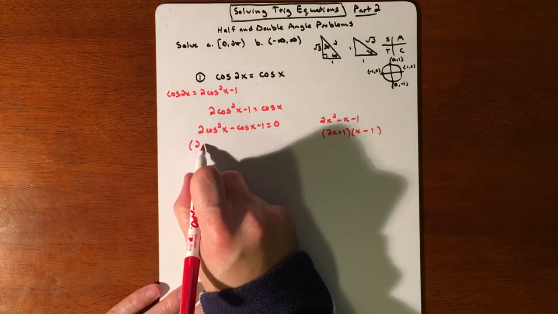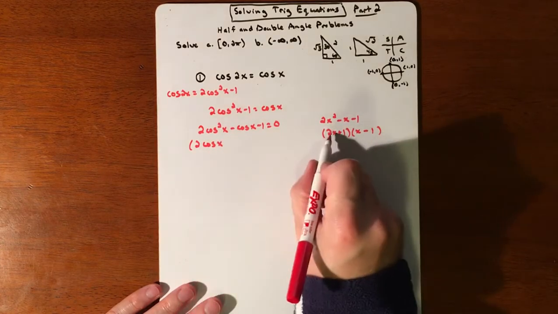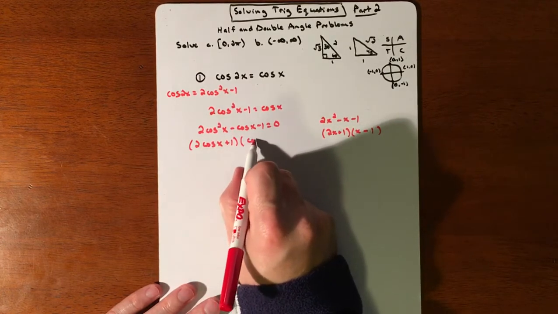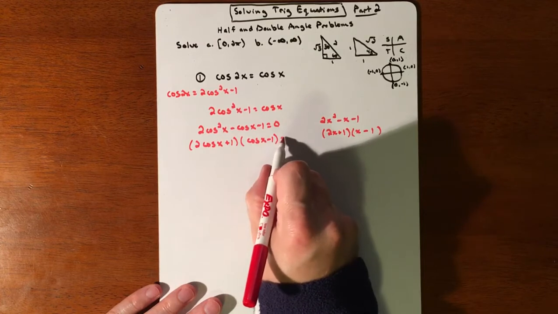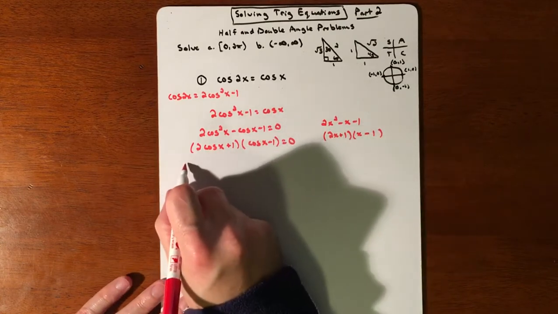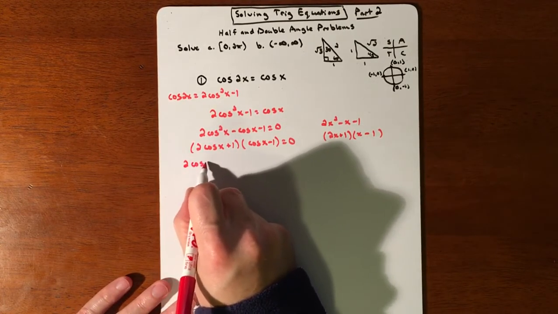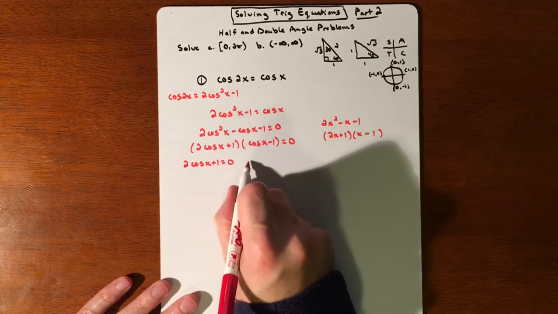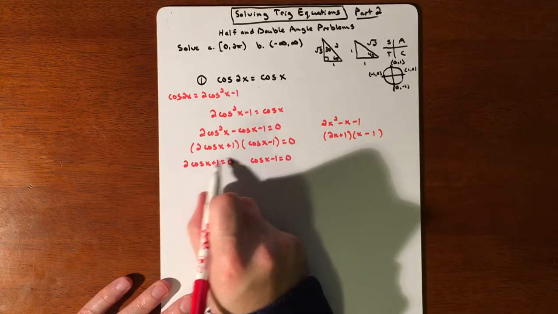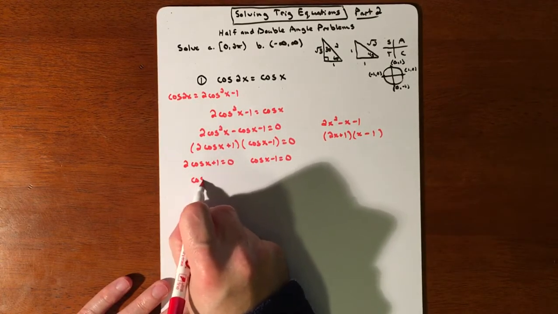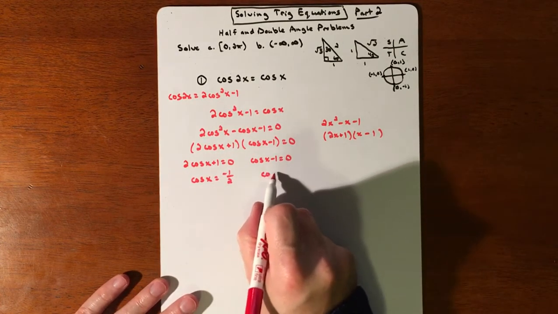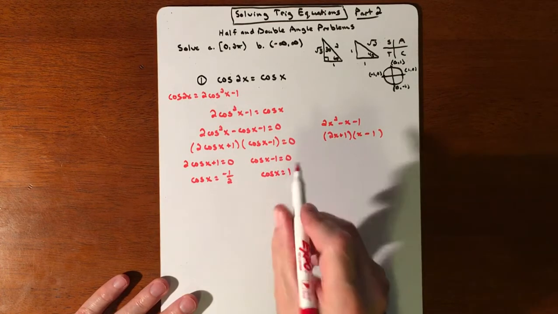So on our problem, 2x plus 1 is 2 cosine x plus 1. And this is going to be cosine x minus 1. All right, what do we naturally do with all of our factors? We set them equal to 0 and solve. So 2 cosine x plus 1 equals 0. Cosine x minus 1 equals 0. So I'm going to subtract 1 and divide by 2. So cosine x equals negative 1 divided by 2. And here we're going to have cosine x equaling a positive 1.